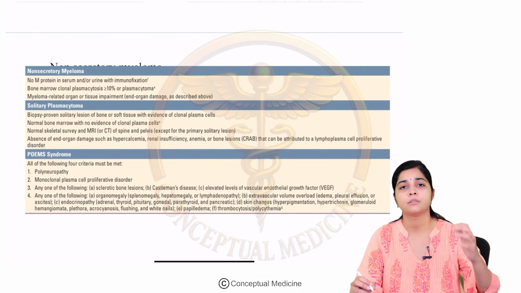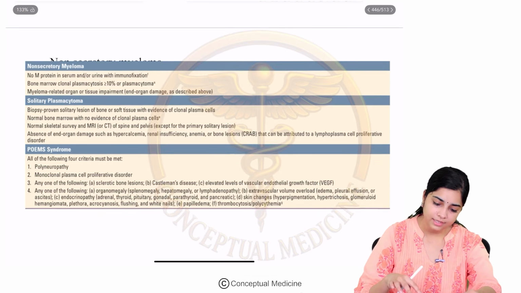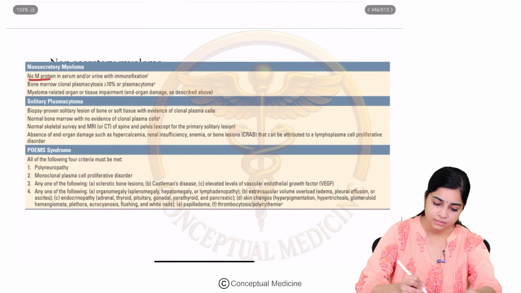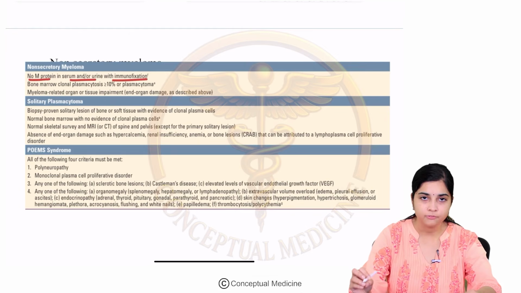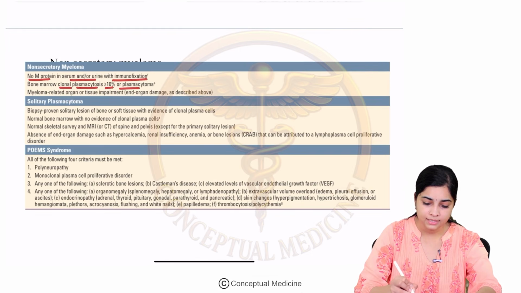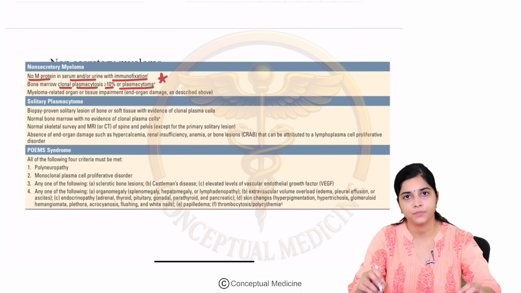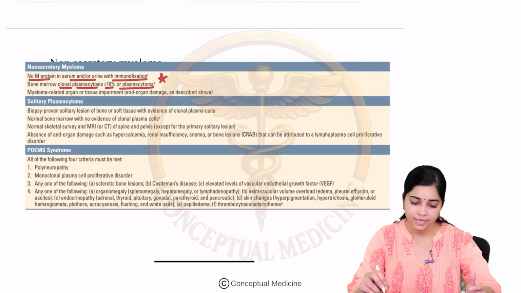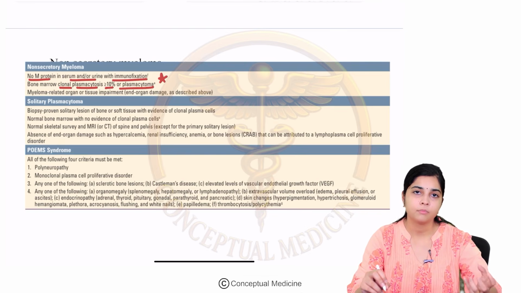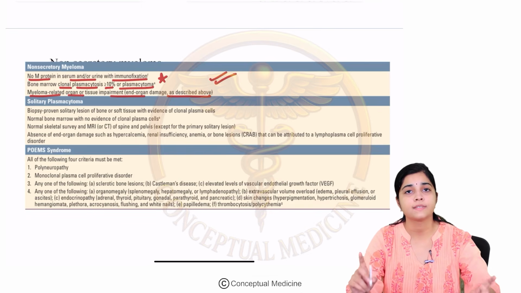So let us understand a few more terms, which is non-secretory myeloma. What if all these tests come back negative? Is there a condition called non-secretory myeloma? The answer is yes. In a non-secretory myeloma, there is no M protein in the serum or urine, and none with immunofixation. But when you do a bone marrow, there is clonal plasmacytosis of more than 10% or evidence of a plasmacytoma may be present. So SPEP and immunofixation may be negative, the plasmacytosis in the bone marrow is more than 10%, and myeloma-related organ damage will be there. So this is a non-secretory myeloma.